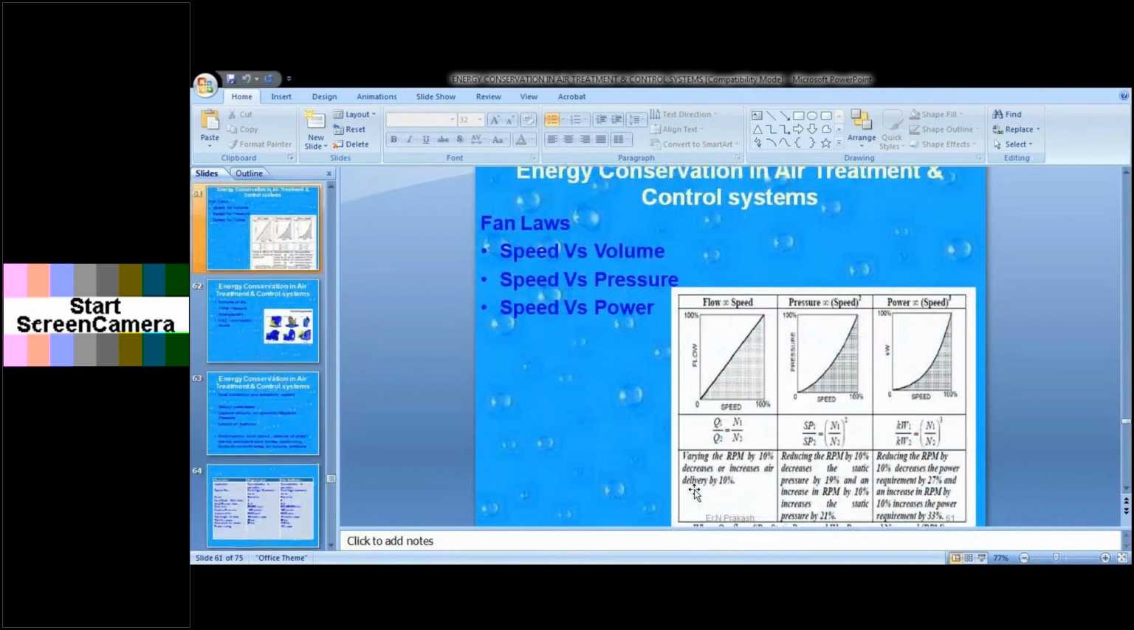So the affinity fan laws: volume is directly proportional to speed. You reduce the speed, equally the volume will reduce, and pressure is proportional to the square of the speed, and power is the cube of the speed. You reduce the speed, and the power will reduce by the cube. This is available. Everybody must be knowing this. Anyway, for the benefit of the other people, I just mentioned these important fan laws. Nobody is covering the fan in this entire training session. I want to focus on the fan. That's why I included this.